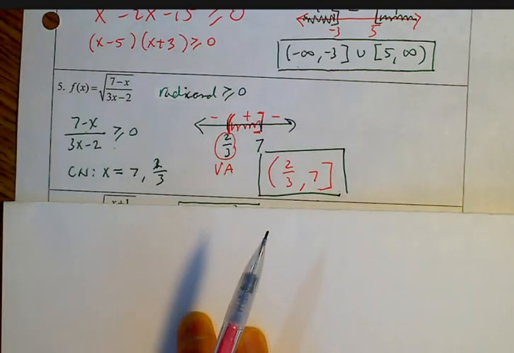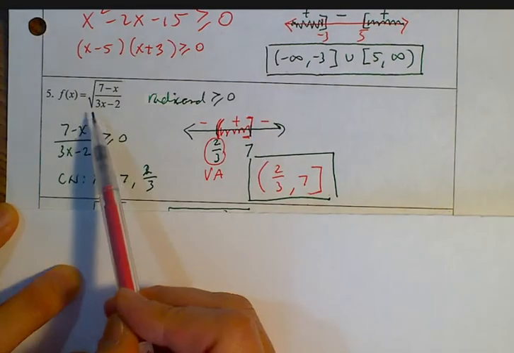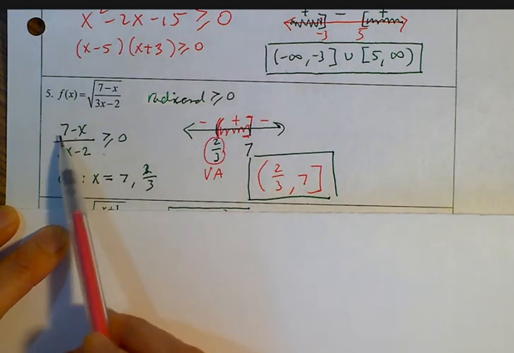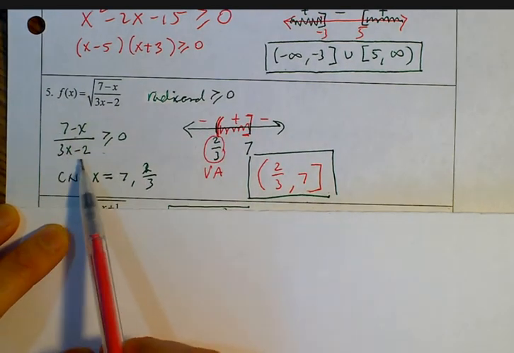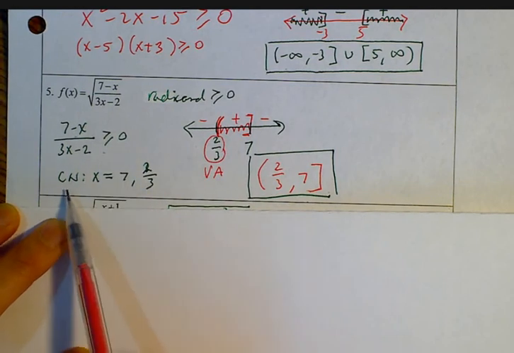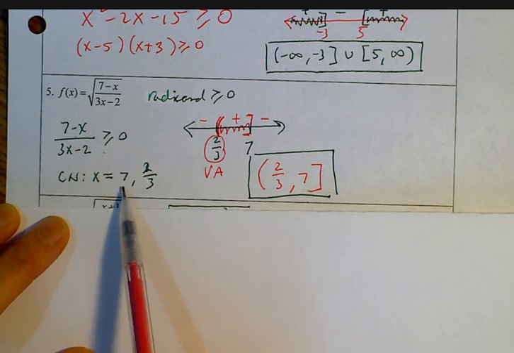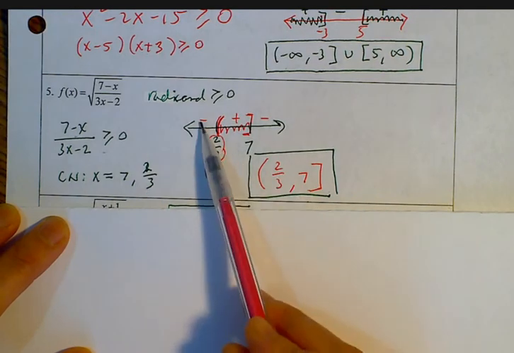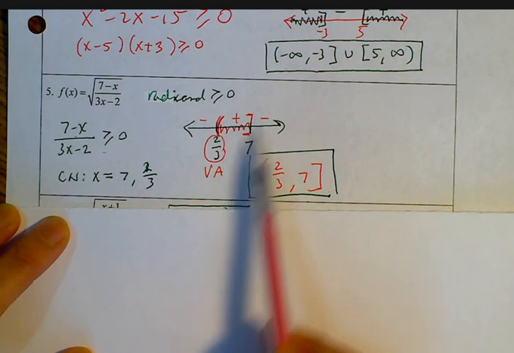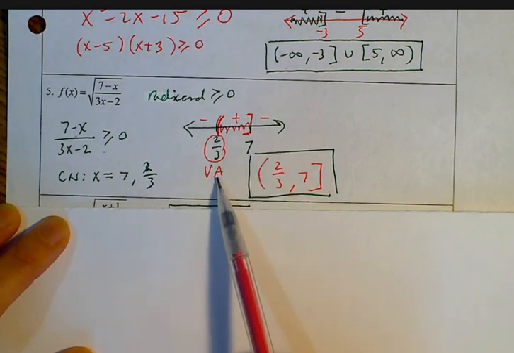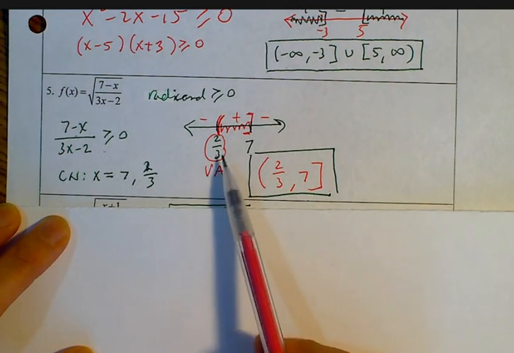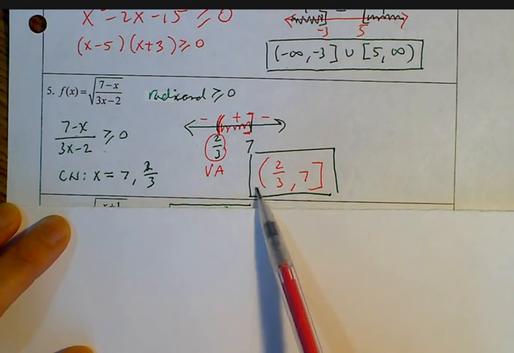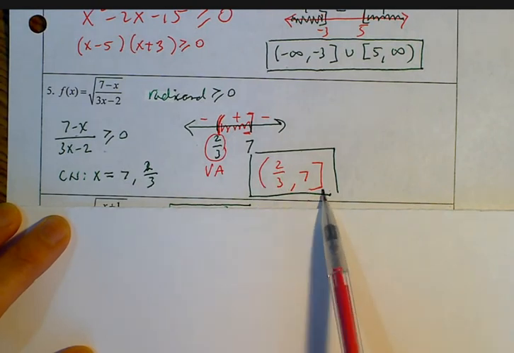Okay, for problem number 5, this is another square root. So I set up that the radicand has to be greater than or equal to 0. I have (7 minus x) over (3x minus 2) is greater than or equal to 0. My critical numbers are x equals 7 and 2/3. I set up my number line and I get negative, positive, negative. I know that 2/3 cannot be a solution, even though it says equal to, because that will make the denominator 0. So my solution would be 2/3 to 7, with a parenthesis on the left side and a bracket on the right side.